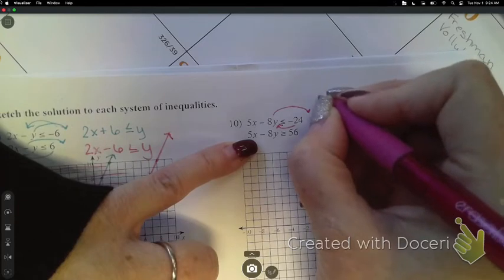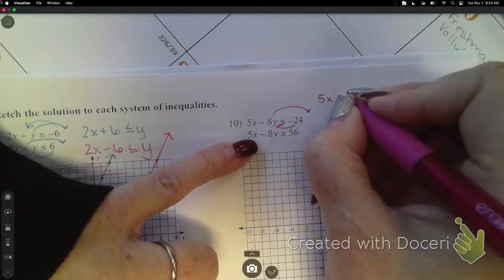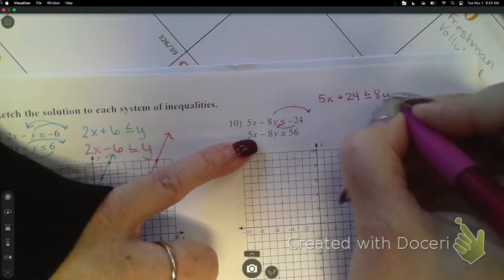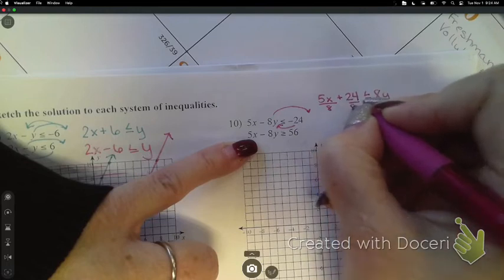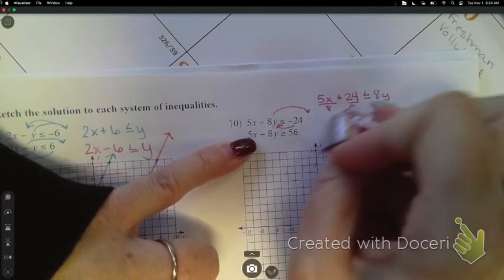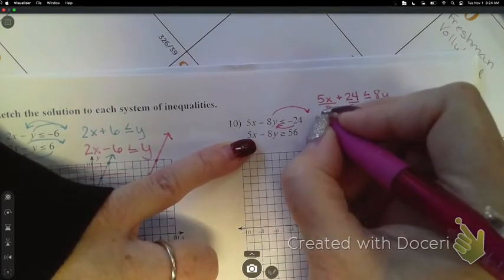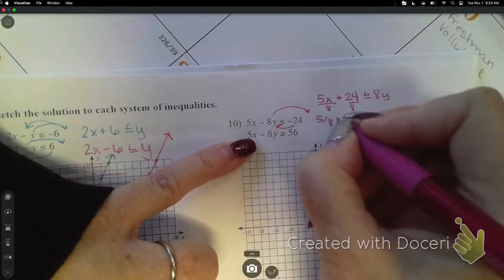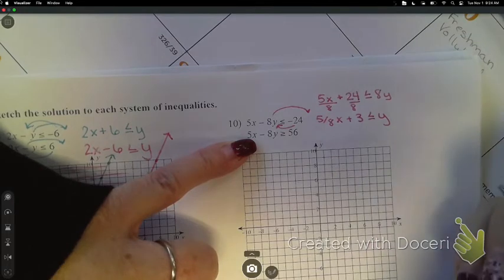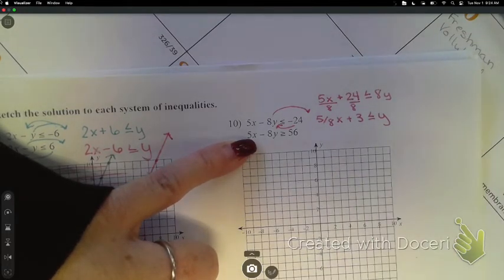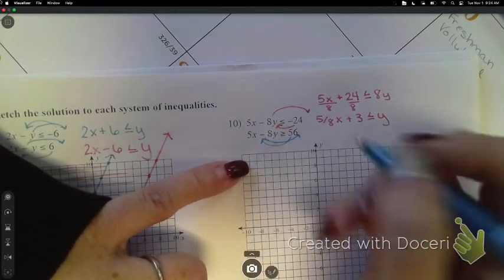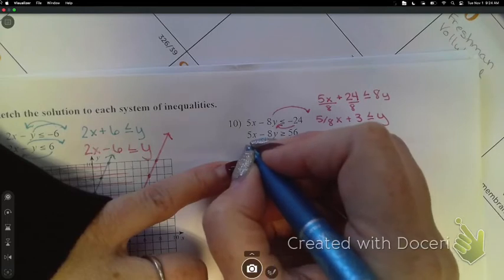Now, first, take the purple and easy. What did I say? You guys still doing these things? So I get 5/8 x plus 3 is less than or equal to y. Is that what you guys got? You're getting there.